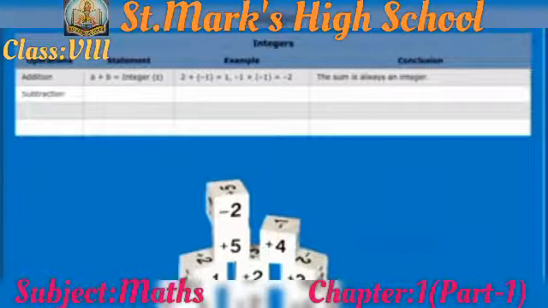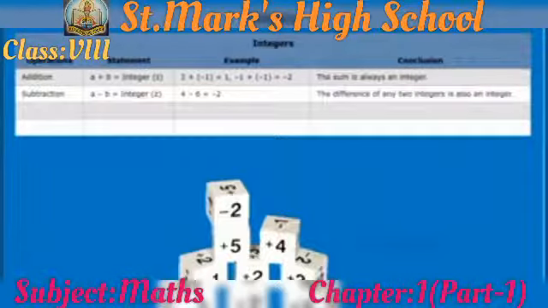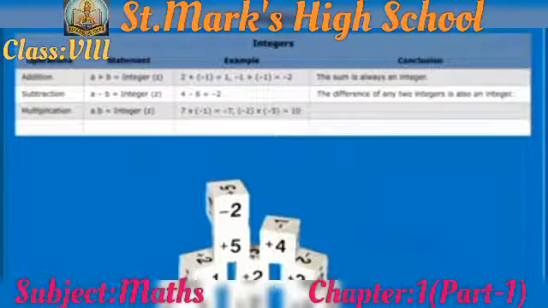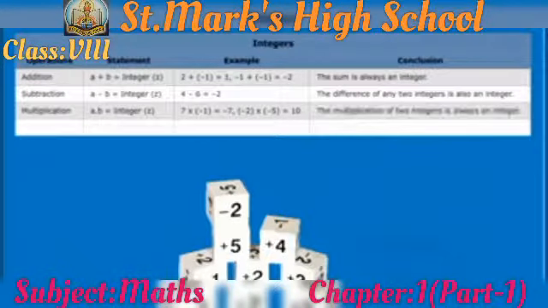Under subtraction, the difference of two integers is again an integer. For example, 4 minus 6 is equal to minus 2, which is an integer. It concludes that the difference of any two integers is also an integer. Under multiplication, the product of two integers is always an integer. For example, the product of 7 and minus 1 is minus 7, or the product of minus 2 and minus 5 is 10, which is an integer. It concludes that the multiplication of two integers is always an integer.